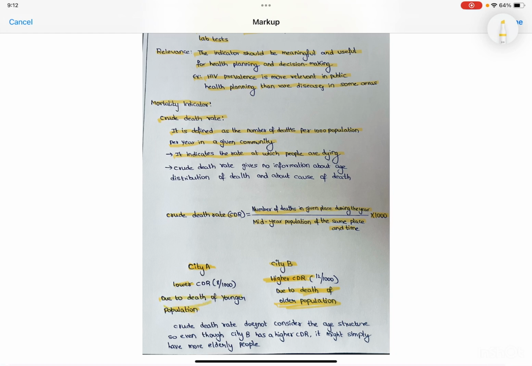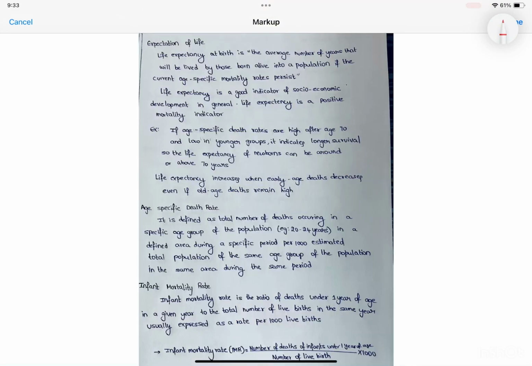So, the disadvantage of crude death rate is that it gives no information about the age distribution of deaths and about the cause of death. Crude death rate does not consider the age structure. So, even though city B has a higher crude death rate, it might simply have more elderly people.